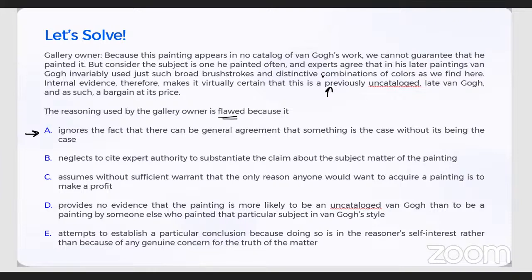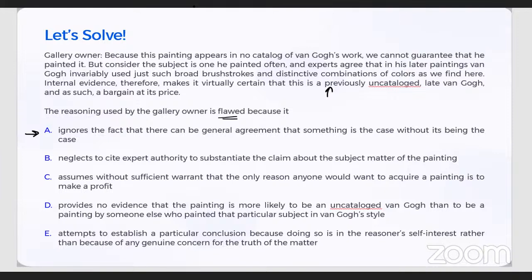Let's simplify. Simply put, this option is saying that the flaw is that the gallery owner has ignored the possibility that even though people, or in this case experts, might agree on something, it doesn't mean that something is true. I'll say it again. This option is saying that the flaw is that the gallery owner has ignored the possibility that even though experts might agree on something, it doesn't mean it's true.